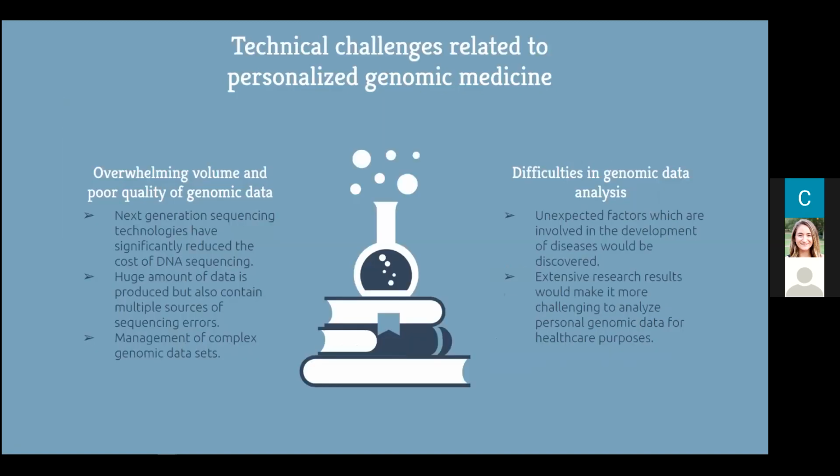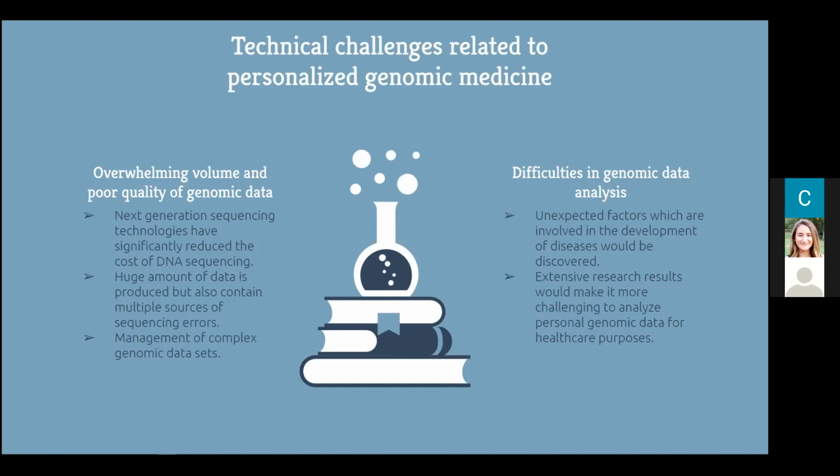Some technical challenges which involve personalized genomic medicine include the large amount of data which is being produced and the difficulties which come about in analyzing this data. The considerable amount of raw data which is being produced contains multiple sources of sequencing errors, such as errors in determining the nucleotide bases from the signal reader and mistakes resulting from detecting genetic variations in the sequence genome.